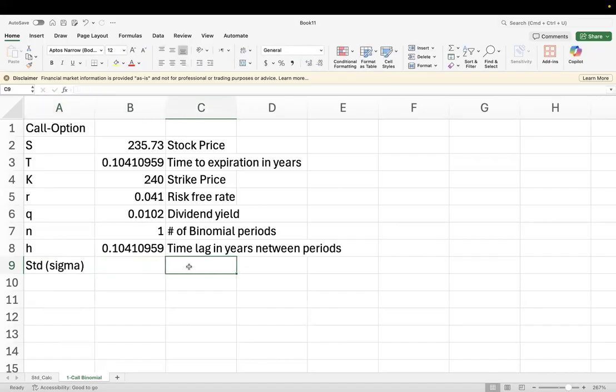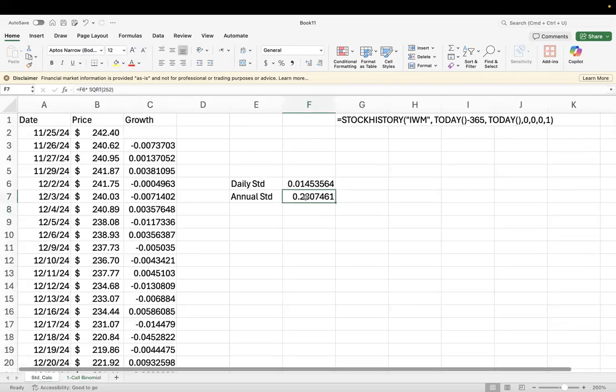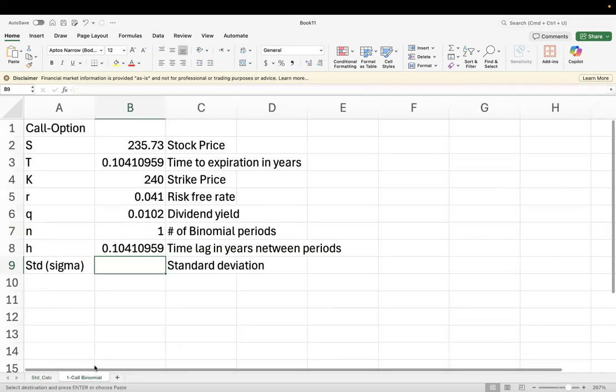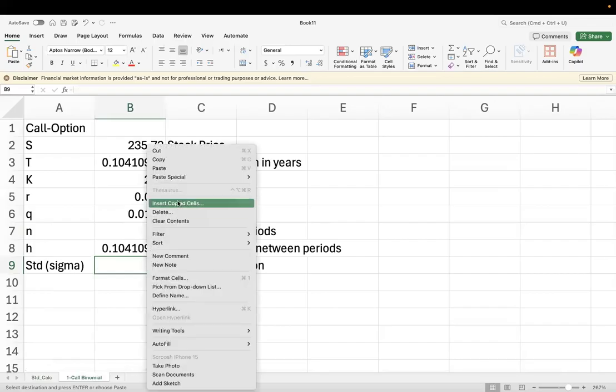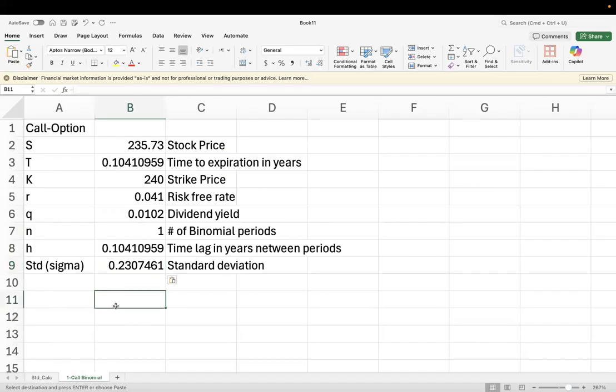So I'm going to just also write it here, standard deviation. And the amount of standard deviation, I just calculated that, is this much. I'm gonna paste this as values. Great. So yeah, I think we got everything and we can get started.